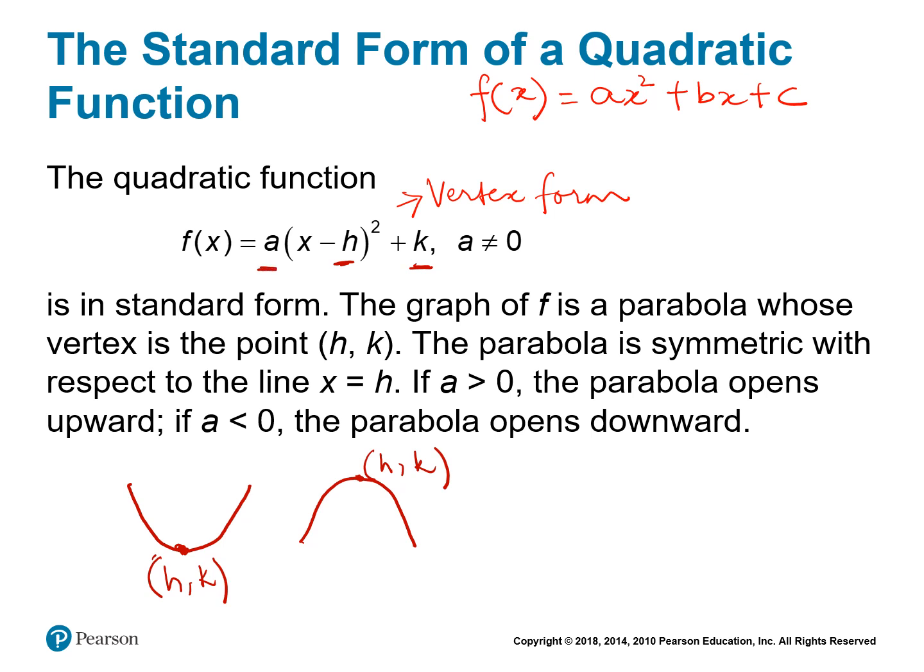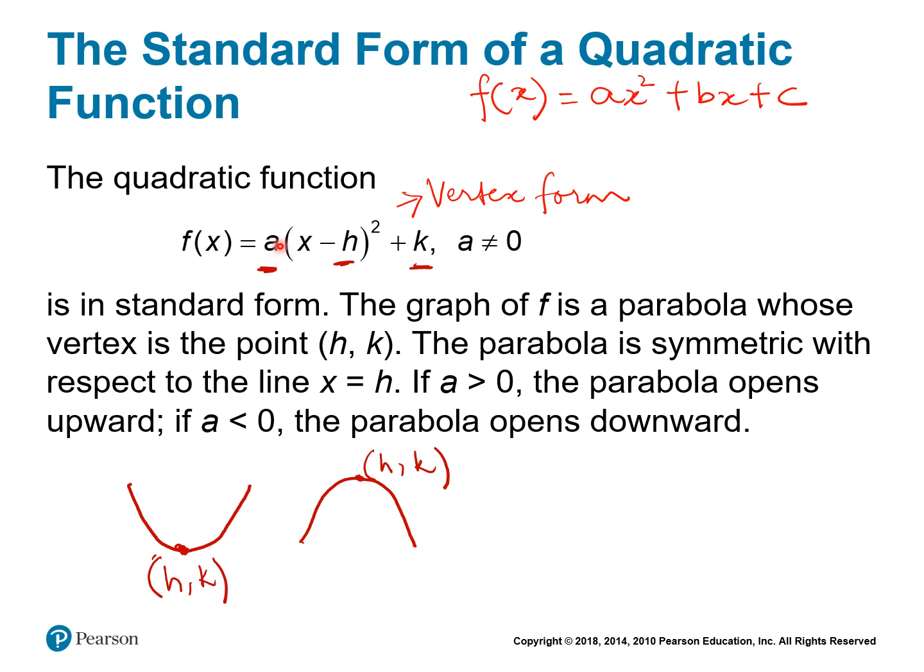The value and the sign of a will tell us the direction of the graph. That means whether the graph is going to open up or whether it's going to open down. If a is a positive value, then the graph opens up. If a is a negative value, then the graph opens down.